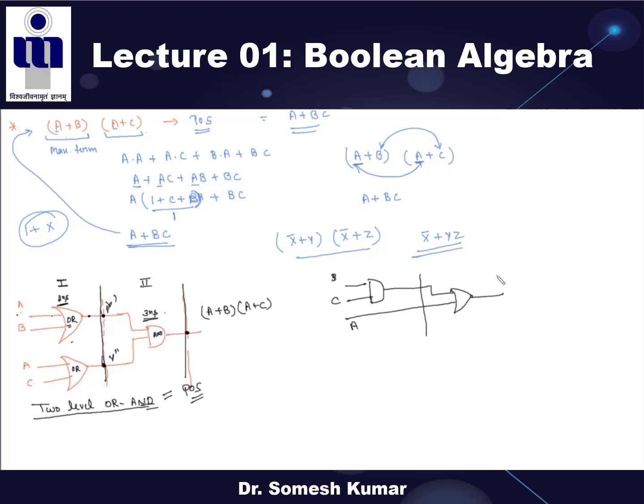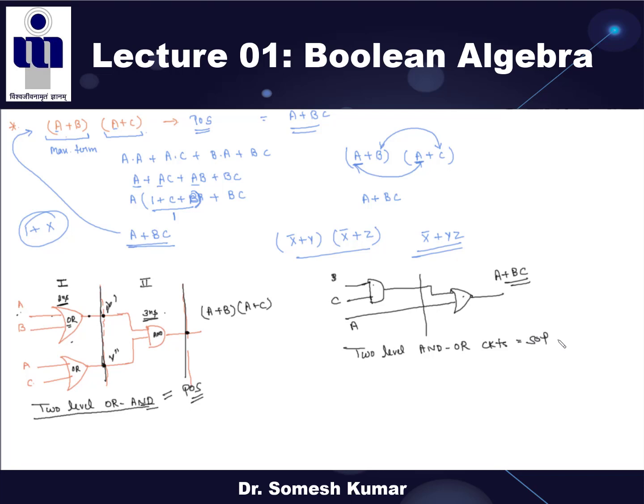Now, what is the output? This is the output. This is what form? SOP form or the POS form? SOP form. So, can I say this is a two level AND OR circuit? Can I say this thing? This is first level AND, this is second level OR, right? And this is what? SOP form, right?